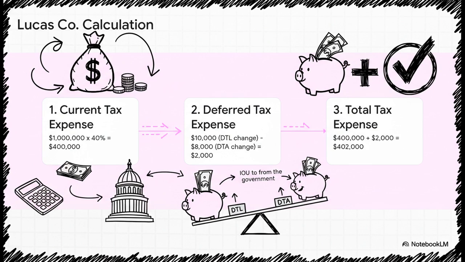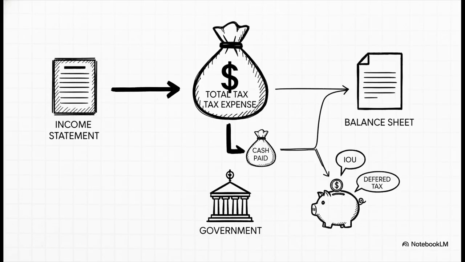Now, step 2, the deferred part. We look at the change in those IOUs. Their deferred tax liability, the IOU to the government, went up by $10,000. And their deferred tax asset, the IOU from the government, went up by $8,000. So, the net effect? A $2,000 increase in what they'll owe later. That brings us to step 3. We just add them up. $400,000 in current tax plus the $2,000 deferred part gives us a grand total of $402,000.